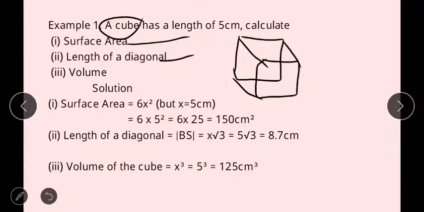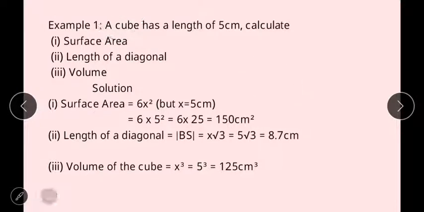Don't panic and don't worry. It is not something hard. Just follow me. Let's take the question again. A cube has a length of 5 centimeters. Calculate 1. Its surface area. 2. Length of a diagonal. 3. Volume. Let's try to solve this.